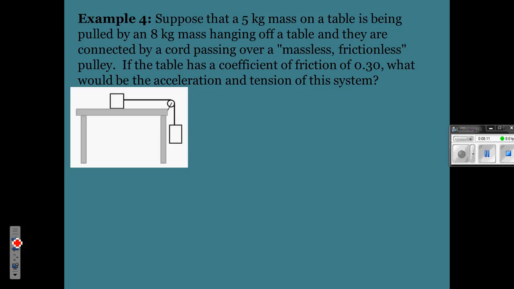Okay, so if you're back from the pause, we're going to go ahead and write our free body diagram. This is our F_g1, and I'm probably not going to talk.